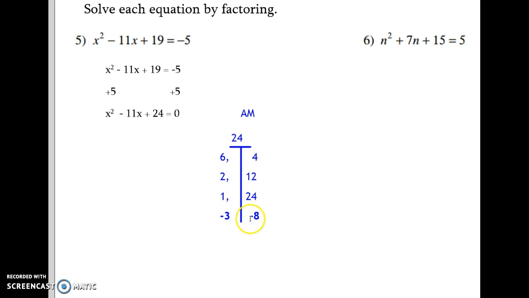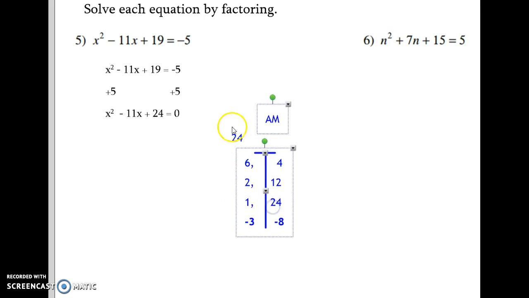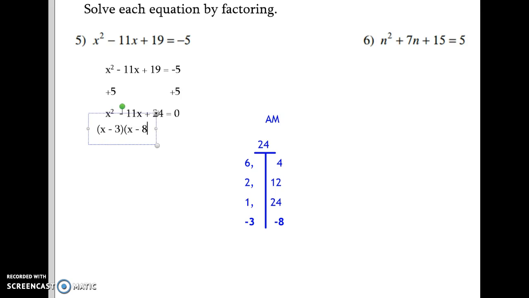Now that we've identified our two numbers, what we're going to do with them is put them into two sets of parentheses. And those two sets of parentheses are going to look like this. We're going to start both parentheses with x, because x times x is x squared. We need a minus 3 here, and in the second parentheses, we're going to put minus 8. It doesn't matter which order you put them in. This could be x minus 8, and this could be x minus 3. Doesn't matter. Is equal to 0. Now we have our two factors.